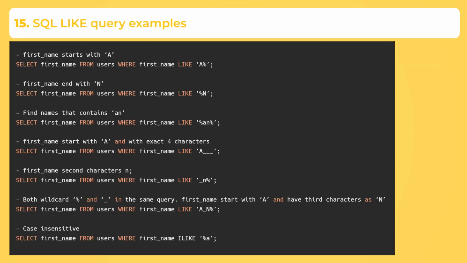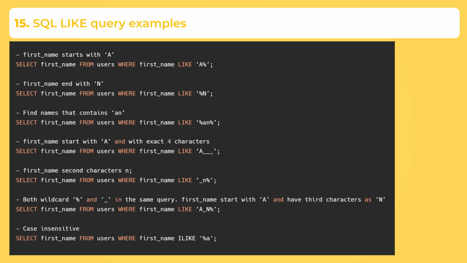So the next question is SQL LIKE query examples. First name starts with A. So what is the query? In that case, SELECT first_name FROM users WHERE first_name LIKE 'A%', inside the quote A and percentage. Another one is first name ends with N. SELECT first_name FROM users WHERE first_name LIKE in a quote. In this query, the percent symbol comes first, after that the matching characters.